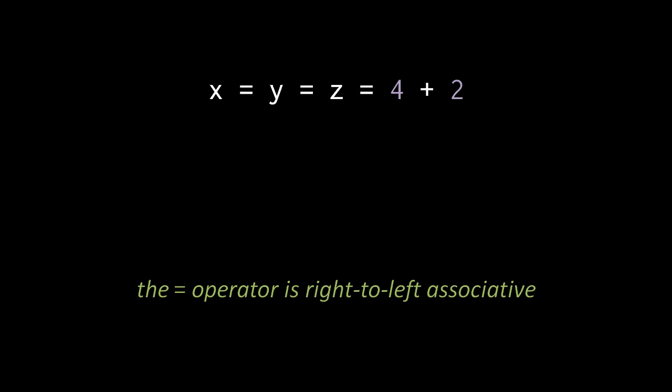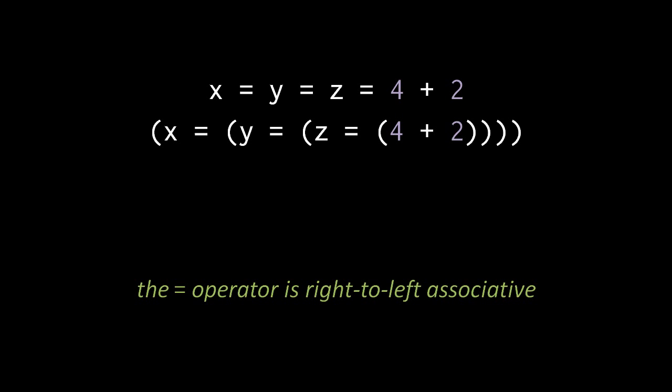Here the addition operation comes first because addition has a higher precedence than assignment. Then we do the assignments from right to left because the assignment operator is right to left associative, meaning that if we have a chain of them, we start on the right side and work leftwards. So 4 plus 2, that produces 6, which gets assigned to z, and then this rightmost assignment itself returns 6 to assign to y, and that assignment in turn returns 6 to assign to x.